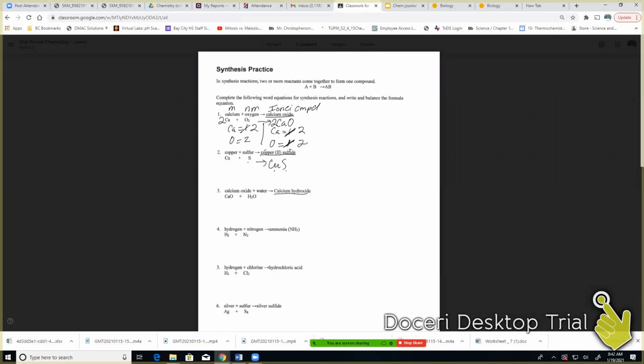Now we have one finally that's a little bit different. Calcium oxide, so that's a metal oxide, plus water comes together to form calcium hydroxide. And I had told you on the notes that a hydroxide is your OH. So which one of those on your bank is going to be my calcium hydroxide? The very last one on the second.